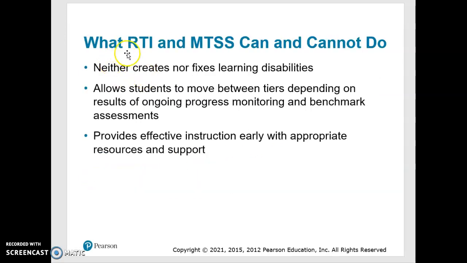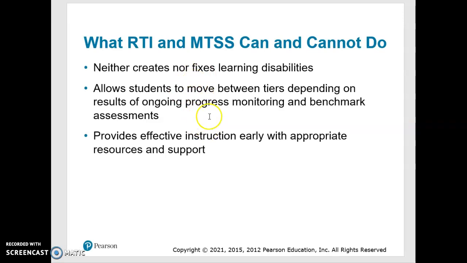Okay, so what these two systems can and cannot do, they don't create or fix learning disabilities. They can help prevent learning disabilities from being a struggle, right? If a student has a learning disability, they're going to have a learning disability, but these two systems can support those students. And maybe with the right support, maybe they won't need to, quote, go into special ed. And I don't mean that as a place.